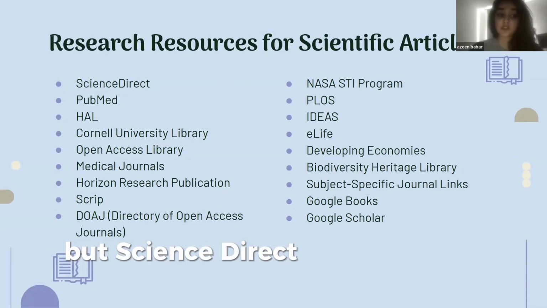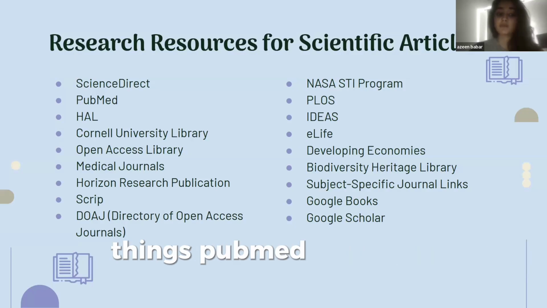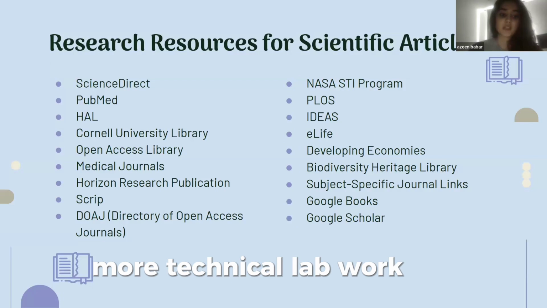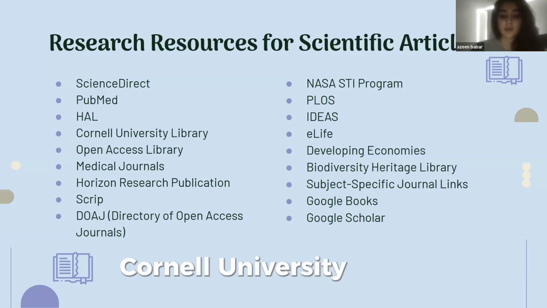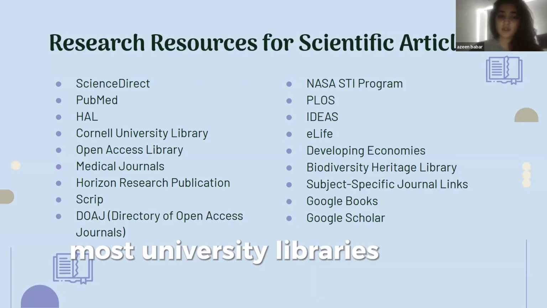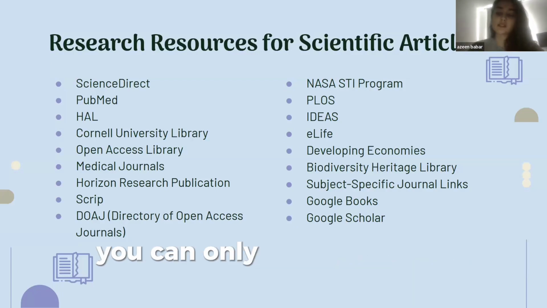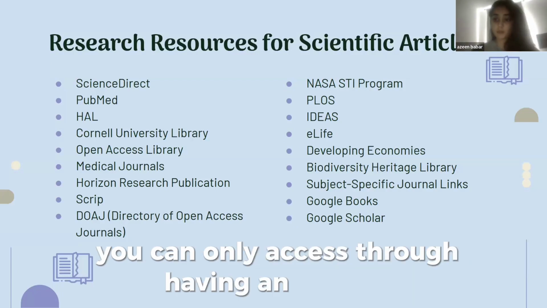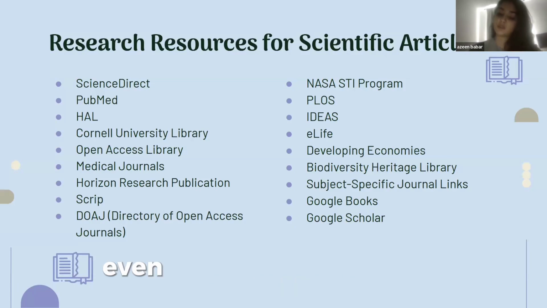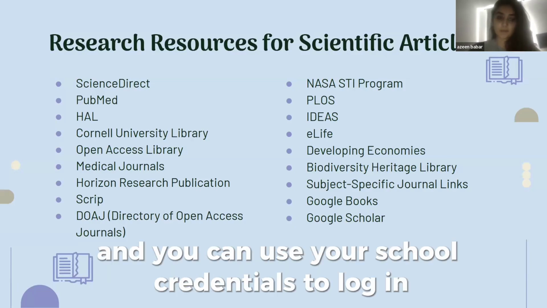ScienceDirect for science and medicine things, PubMed mostly for biomedical work, more technical lab work, HAL, Cornell University Library, most university libraries you can use, or PLOS and DOAJ for open access journals. Some of these websites, and ones that are not listed here, you can only access through having an account, but usually your school will have an account. Even if you're in high school, you can use your school credentials to log in.